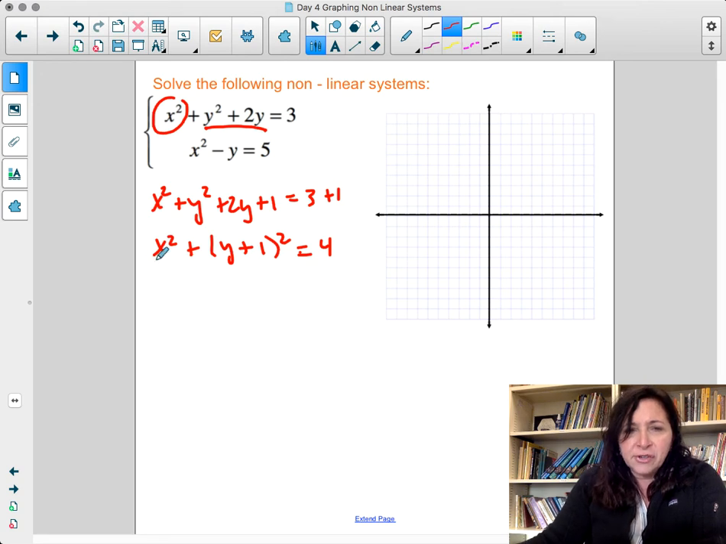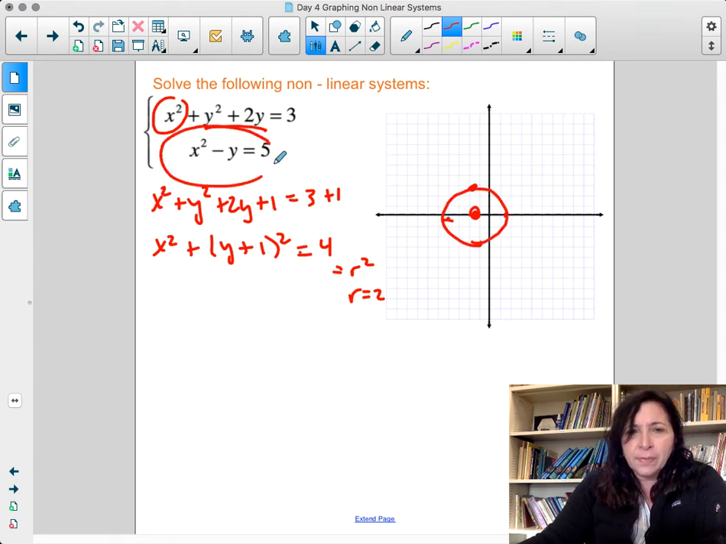Anyway, my center is at 0, -1. So 0, -1. This is my radius squared, so r is equal to plus or minus 2. So I'm going to go up 2, left 2, right 2, down 2. So now I have a circle.